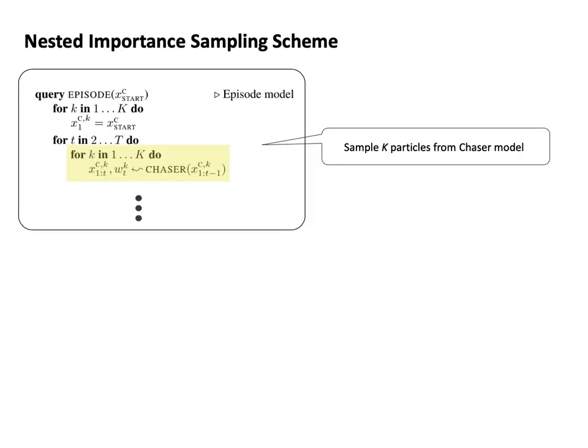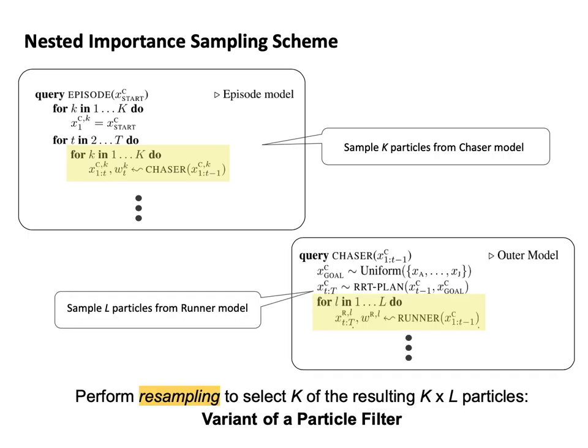What we do is use a nested importance sampling scheme. And we start off with an episode which iterates through each time step. For each time step, the agent performs inference. In the case of the chaser, she generates K samples for her possible plans. And for each of those K plans, she now samples L cases of what the runner might do. So that gives us K times L samples per time step. We then perform resampling, which allows us to keep the best versions of those samples, and that gives us a variant of a particle filter.